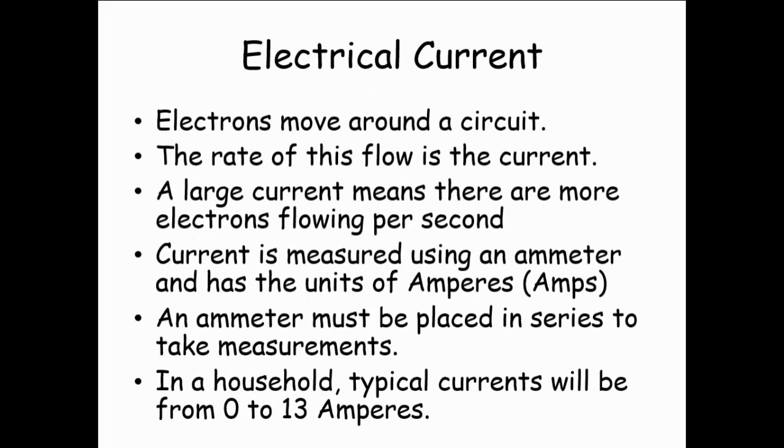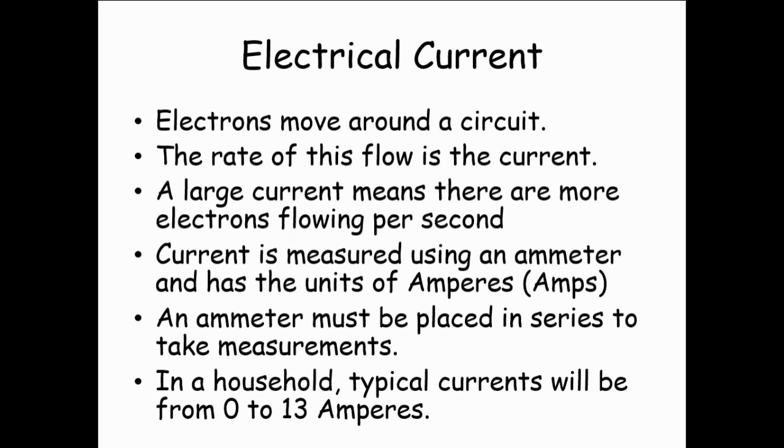So electrical current itself, let's talk about that. So electrons move around the circuit. They actually move. The rate of this flow is the current. A large current means there are more electrons flowing per second. So lots and lots of electrons, big current. Current is measured using a device called an ammeter, and it's got the units of amperes or amps. Often we'll use amps, but that's actually technically wrong. You should use ampere or simply the capital A. Informally, when you're talking, we often say amps, but we should probably try and avoid that.